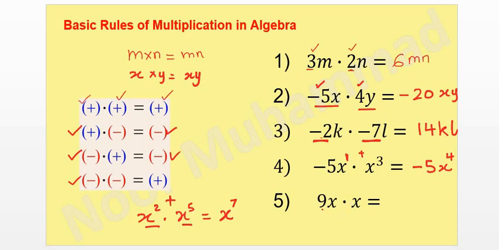Here again the same case, the coefficient is 1, so 9 times 1 will be 9, and the exponent of x, the power of x, is 1. We will continue with the same x and we will add the powers, so it will become 2. So this is how we multiply two terms, right?